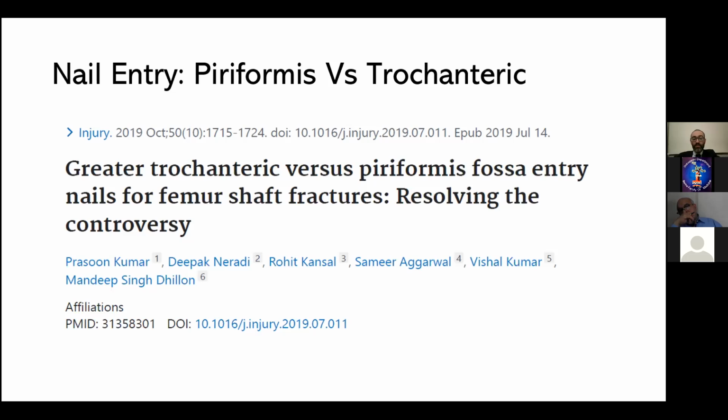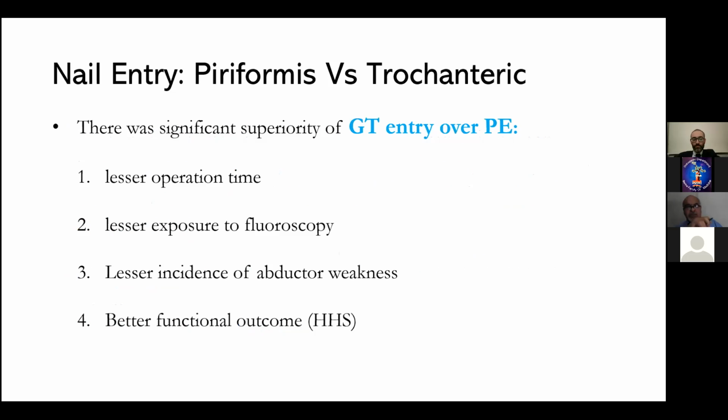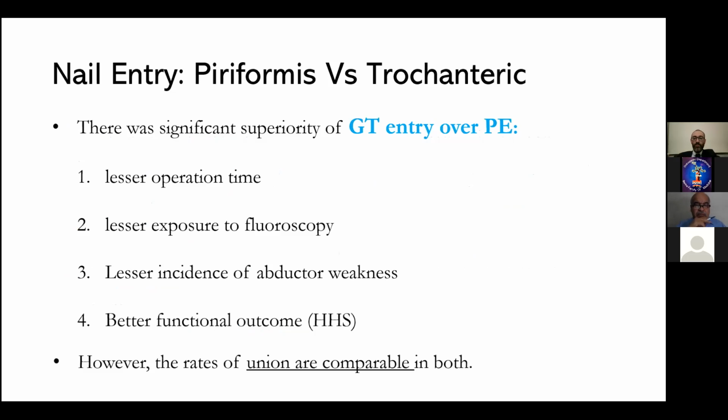What did they have in these two reviews? They got similar results. Greater trochanter entry is better. Why is that? Less operative time, less exposure to fluoroscopy, less incidence of abductor weakness, better Harris score, but it does not affect the union. So both will unite in a comparable time, but it's about surgical time, X-ray exposure, incidence of abductor weakness, and better functional outcome.